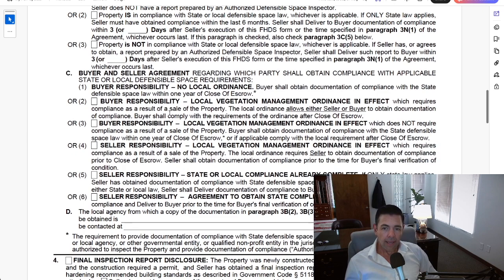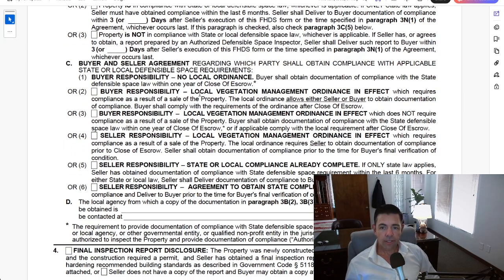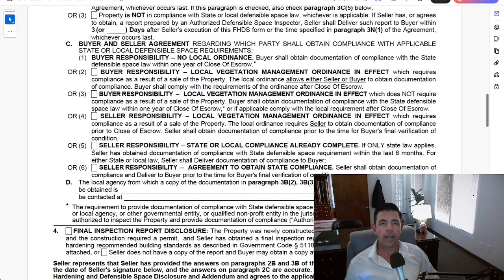Or if the seller is aware that there is an ordinance in effect, then they can choose one of these and then they can place the burden of responsibility on who's going to obtain documentation of compliance. So it's really a matter of, has this been an issue that's been dealt with? Have I, as the seller, had to deal with it? Yes or no? And if there is an ordinance and you're playing hot potato with this ordinance that you know about, you can say, look, there is an ordinance in effect, but the buyer can go obtain documentation after close of escrow, and check this box here.